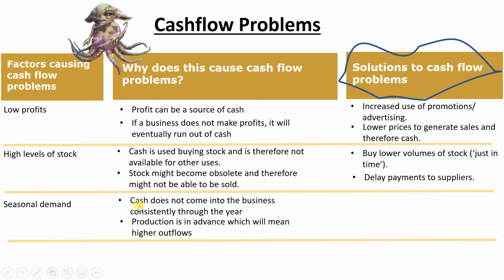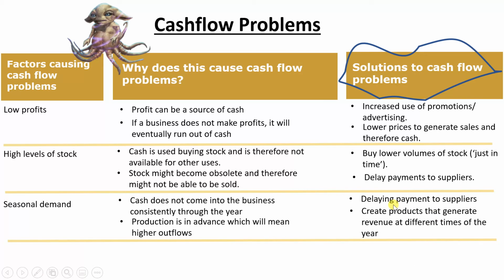Well, this is about timing really, because if, say, we look at a retailer of clothes and there's a huge demand for swimsuits in the summer, then that means that production of the swimsuit still has to be in advance. So they're going to have all the money tied up into the stock and the manufacture of it, but they don't get any revenue until the summer later in the year. And the other problem is that cash doesn't come into the business consistently throughout the year. They don't just want sales in the summer, they want an average sales across every month.